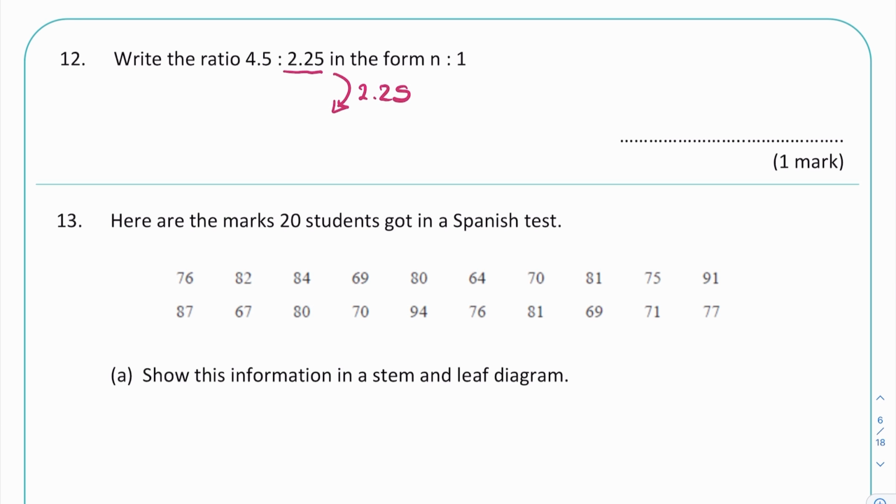4.5 divided by 2.25 on the calculator is equal to 2. And obviously 2.25 divided by 2.25 is 1. And that's the form we were trying to get it into. So our answer would be 2 to 1, and there we go. 1 mark for that one.